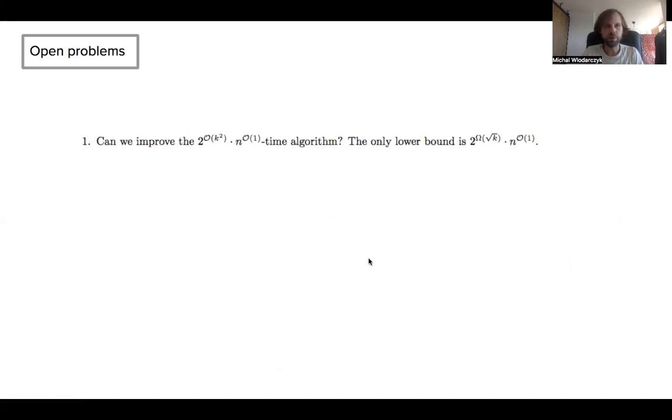Now I will conclude with a few open problems. So the state of the art for planar disjoint paths is parameter dependence 2^{O(k^2)}, and the only lower bound under exponential time hypothesis that we have is of this form, 2^{Ω(√k)}. And this follows directly from the NP hardness proof of the problem. So there is a pretty big gap between these bounds, and tightening this gap in any direction would be very interesting.